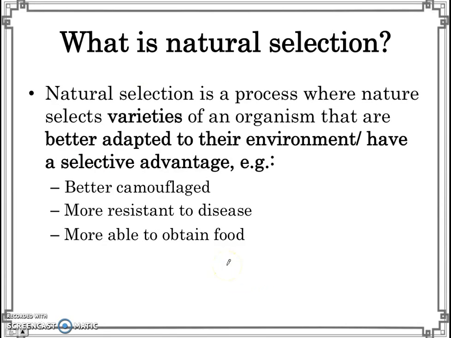Okay, so just to summarize, when there is variation and when there is competition, then natural selection will happen. And natural selection is a process where nature will select those varieties of an organism which are better adapted to their environment. Or we say that they have a selective advantage. They have a certain advantage over the other varieties. For instance, they could be better camouflaged like the moths, or they could be more resistant to diseases, or they could just have a greater ability to get the food and hence to survive and to reproduce.